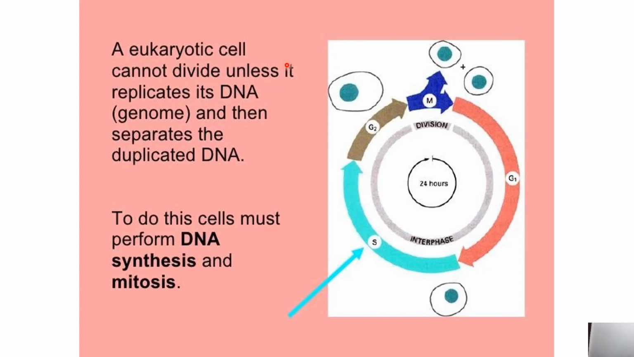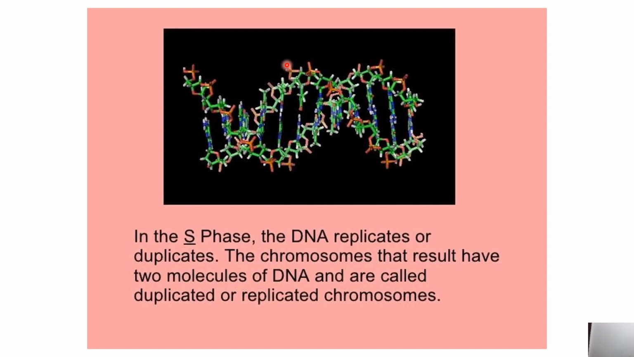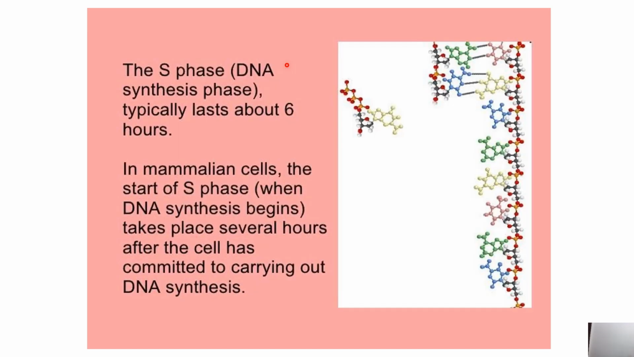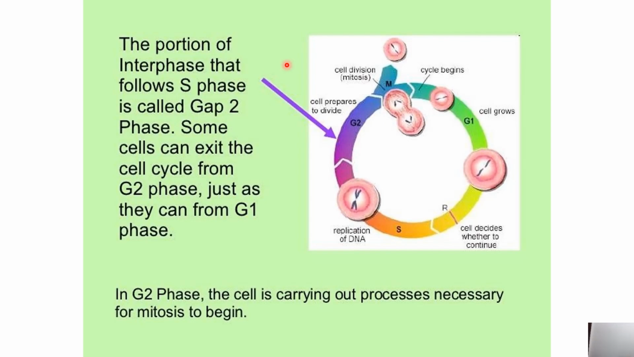So, a eukaryotic cell cannot divide unless it replicates its DNA, that is the genome, and then separates the duplicated DNA. Cells must perform DNA synthesis and mitosis. So in the S phase, the DNA replicates or duplicates. The chromosomes that result have two molecules of DNA and are called duplicated or replicated chromosomes. The S phase typically lasts about 6 hours. In mammalian cells, the start of S phase, when DNA synthesis begins, takes place several hours after the cell's commitment to carry out the DNA synthesis.